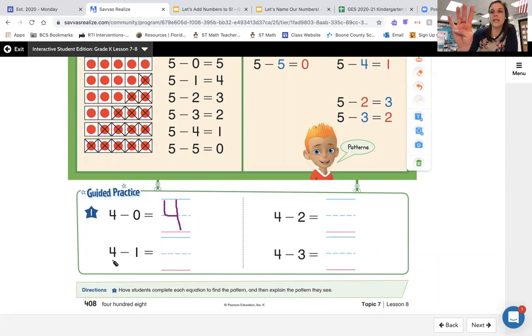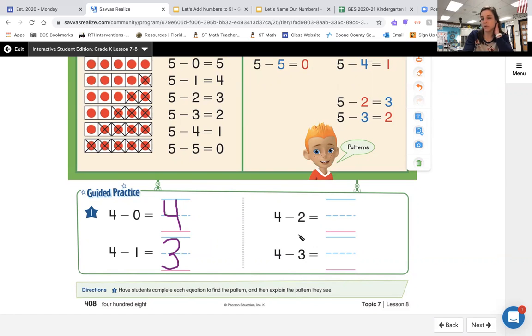Let's look at the next one. We have 4 take away 1. So if we have 4 fingers and we eat 1, how many do we have left over? 3 left over. I'm starting to see another number pattern. 4, 3, what comes before 3? I wonder if 2 is going to be our next answer.